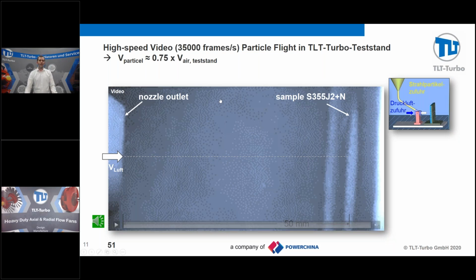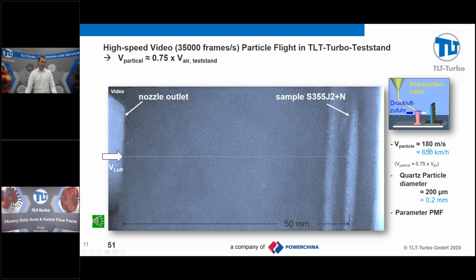lines. This one is a high-speed video, 35,000 frames per second, of the particles in flight at our test stand. The particle velocity here is approximately 180 meters per second. Important to know, the particle velocity is not equivalent to the air velocity, because the air is not transporting all of its energy to the particle. In this case, it's quartz particles, 200 micrometers in size.